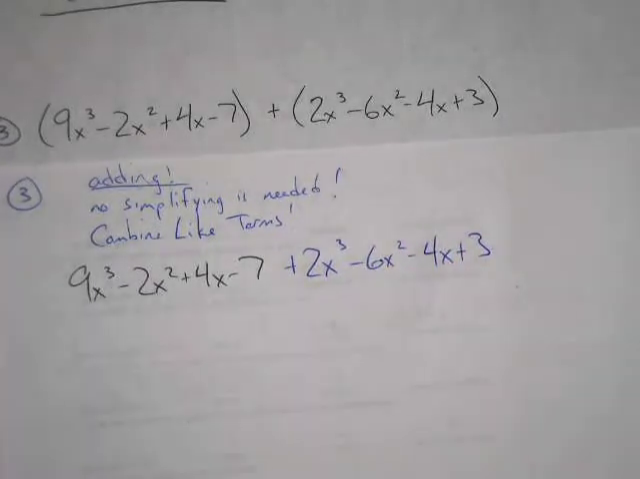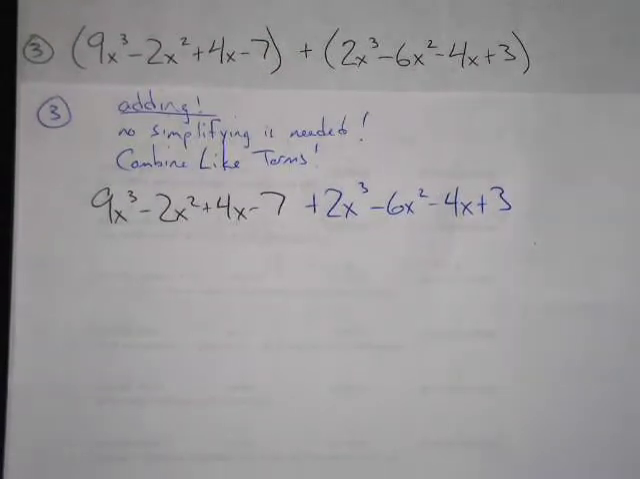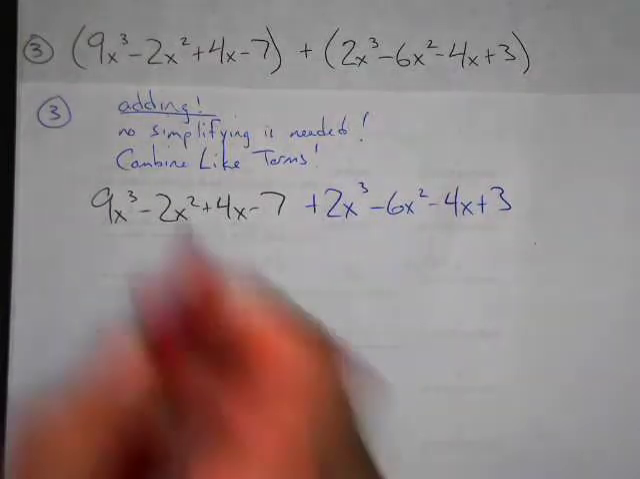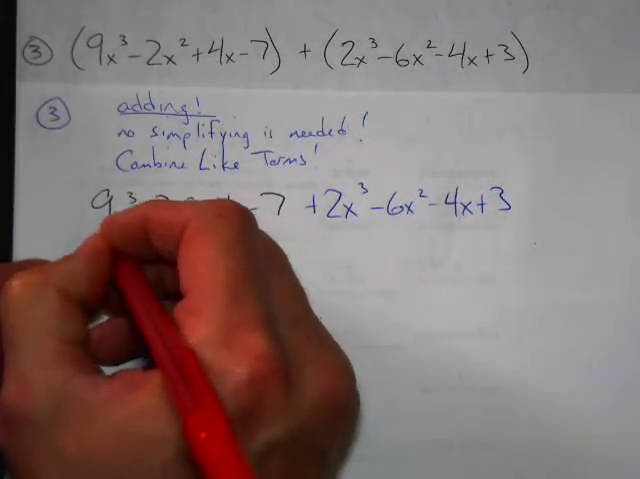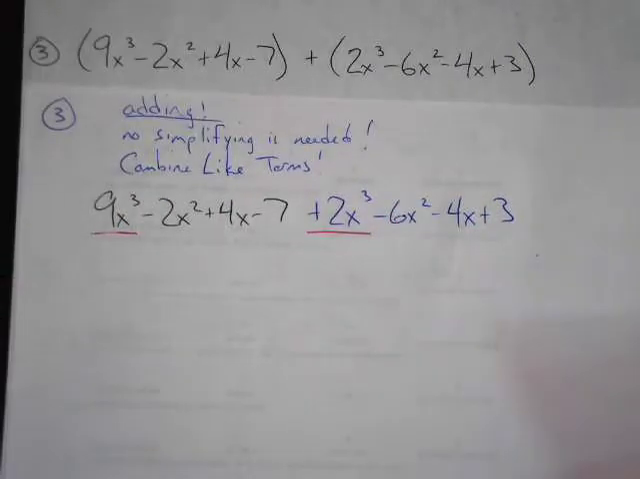And all we need to do is search for our like terms, our same units of measure. So we have x squareds, or x to the third powers, excuse me. So we have x cubes and x cubes. So 9 of them plus 2 of them is going to leave us with 11 of them.